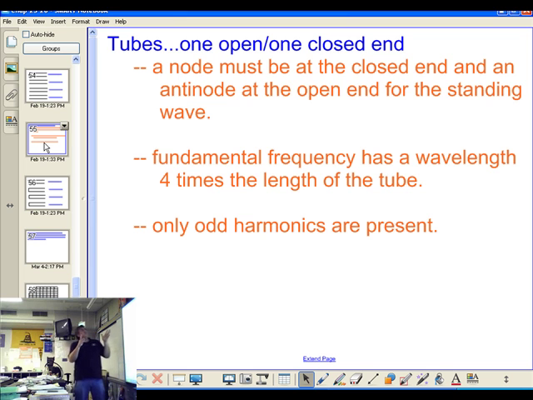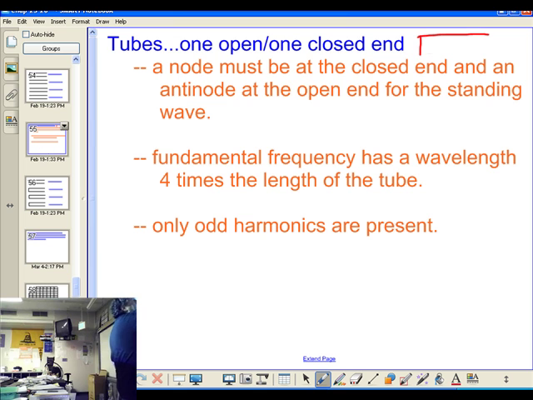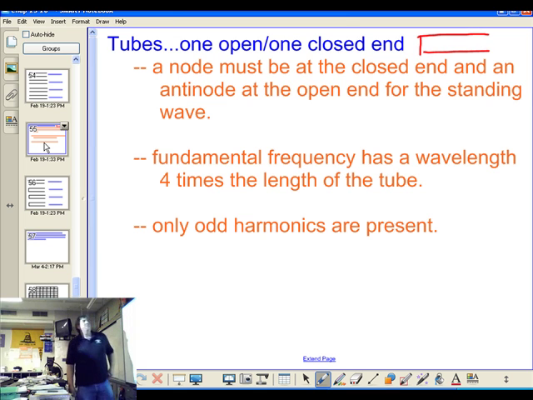So today we're going to talk about tubes with one open and one closed end. The rules are a little different here. A node must be at the closed end and an antinode must be at the open end. All open end tubes have an antinode. The closed end has to have a node for the standing wave to form. We could get antinodes at either end, or nodes at either end, but it's not going to form a standing wave. In order to get the reflection off the open end, you have to have that antinode.